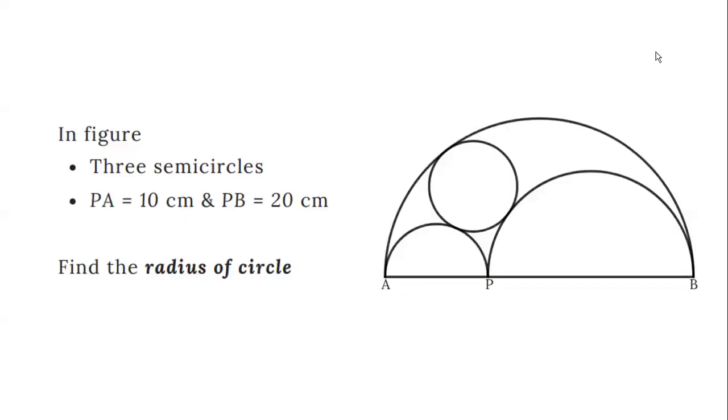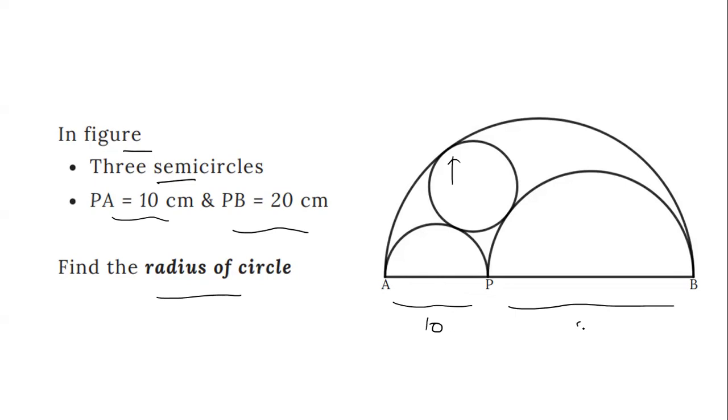So hello guys, in this video we are going to solve this problem. It is given that in the figure we have three semicircles, and PA distance is 10 centimeter and PB distance is 20 centimeter. So we have to find the radius of this circle. This distance is given as 10 and this distance is given as 20, and we have to find the radius of the circle. So let's see how we can solve this problem.